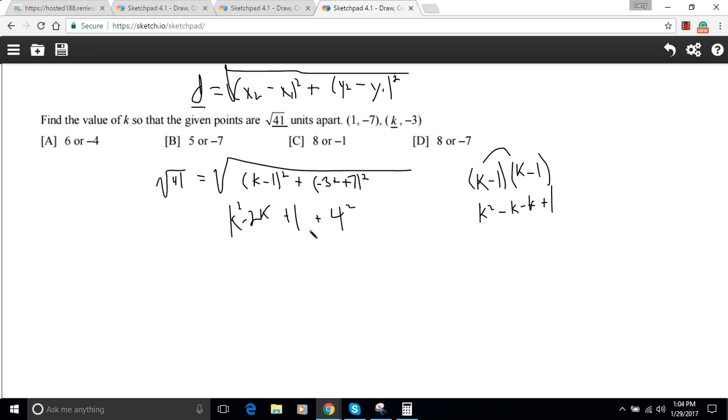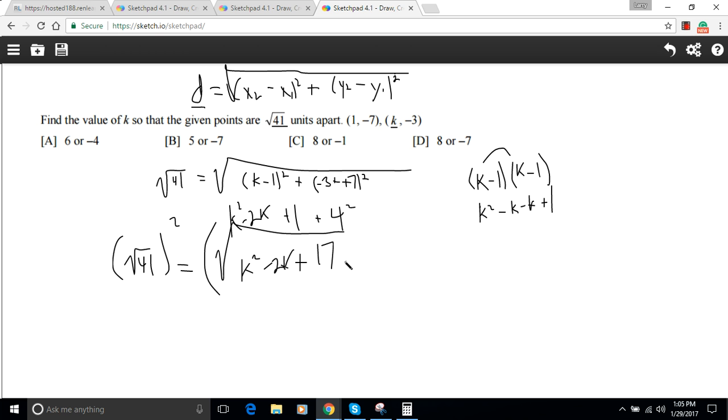plus 1. So we have k squared minus 2k plus 1 plus 4 squared. Well, 4 squared is 16, so this is k squared minus 2k plus 17. And remember, all of this is under the big radical sign. And over on this side, we have 41 under the radical sign. At this point, everything is under a radical sign on both sides of the equation. I am allowed to get rid of those by just squaring. So we're going to square this side, and we're going to square this side. All that does is remove the radical signs. So we get 41 equals k squared minus 2k plus 17.